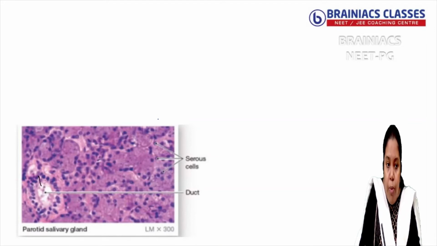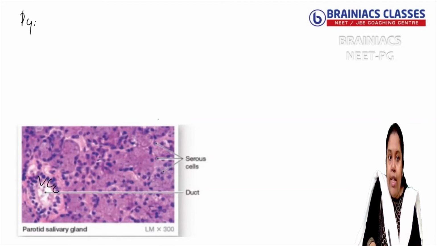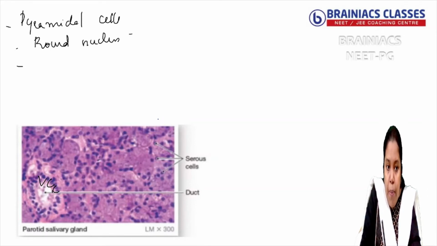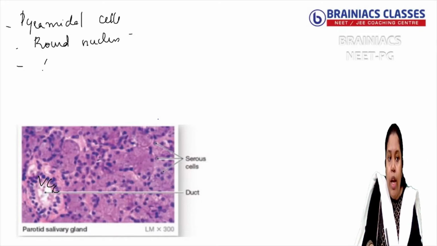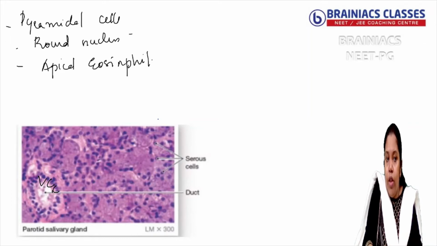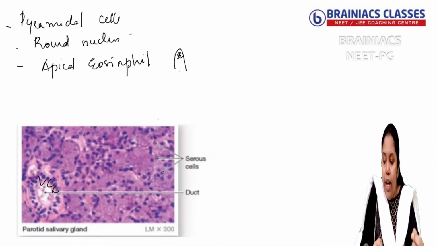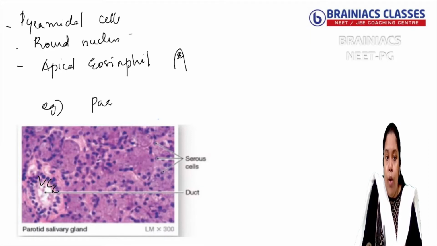Can you see the cells? What type of cells? They are pyramidal cells with round nuclei. Can you see the round nuclei? And can you see the apex of the gland is very bright pink? That is called apical eosinophilic. That means the secretions concentrate at the apex. That is called apical eosinophilic due to the collection of secretion at the apex. And the example I told you is the parotid gland.